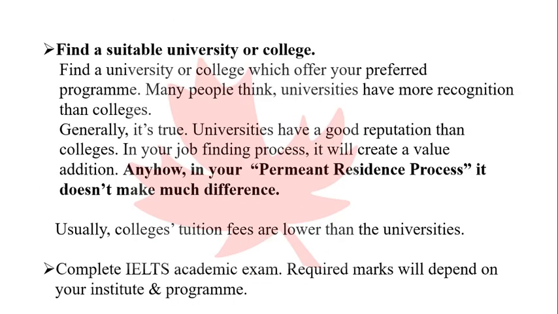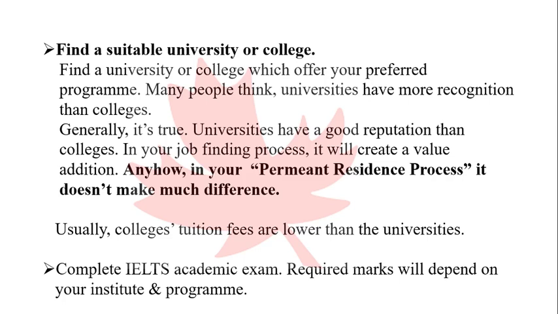Find a suitable university or college. Find a university or college which offers your preferred program. Many people think universities have more recognition than colleges. Generally, it's true. Universities have a better reputation than colleges. In your job finding process, it will create a value addition. Anyhow, in your permanent resident process, it doesn't make much difference.